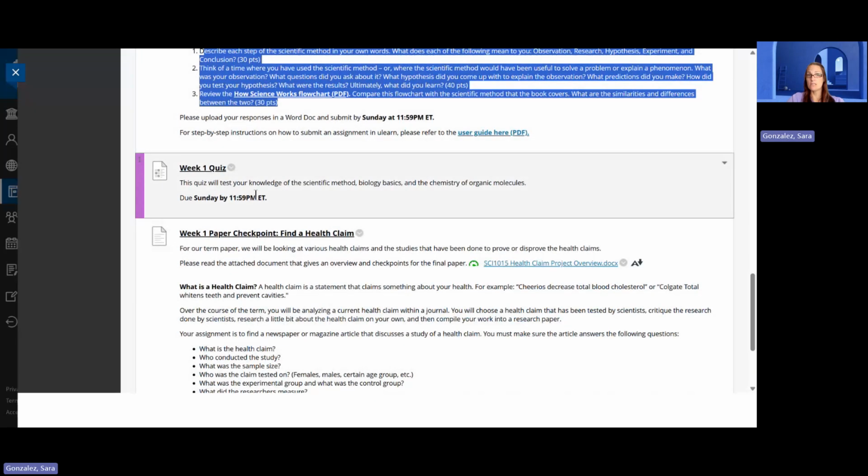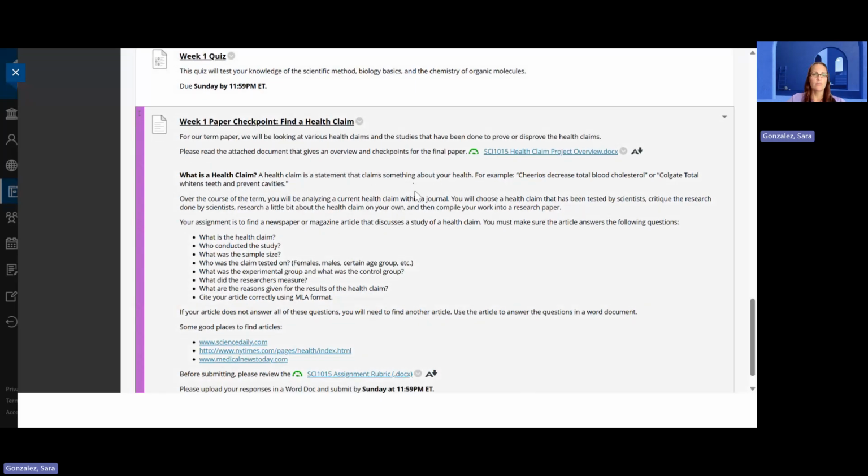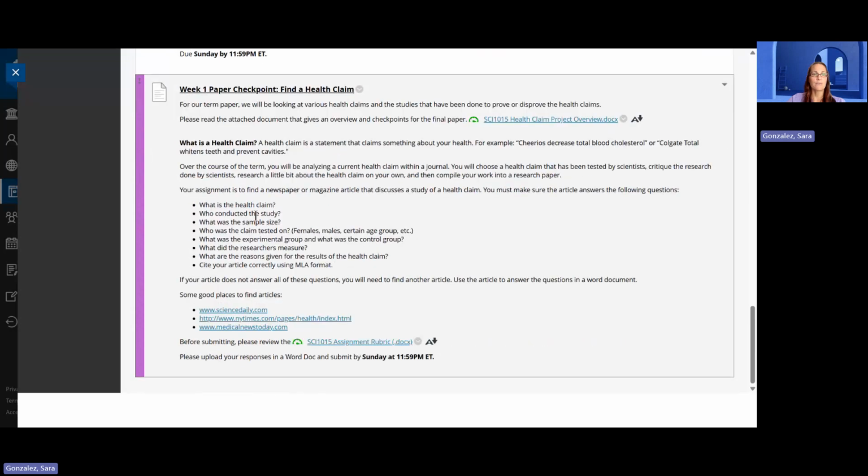You also have a quiz to do. This is going to be based off the information that you're reading this week. That quiz is due by Sunday. And you also have the Week 1 checkpoint. Here's some information about this.